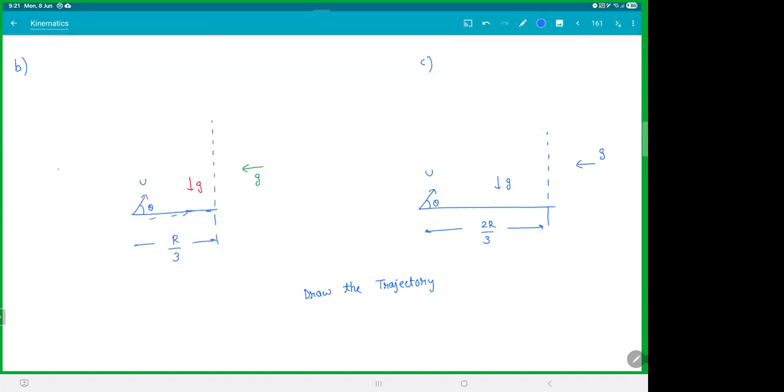Approximately, no need to draw it exactly. These are the kind of questions they'll ask you. They'll give you 4 options and you have to choose the right one. Draw the trajectory. Trajectory means the shape of the path.